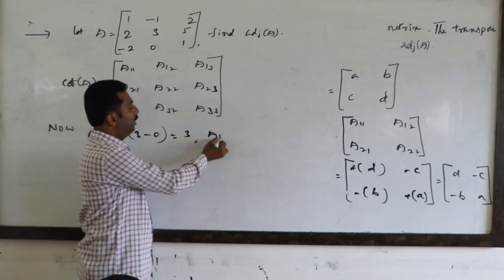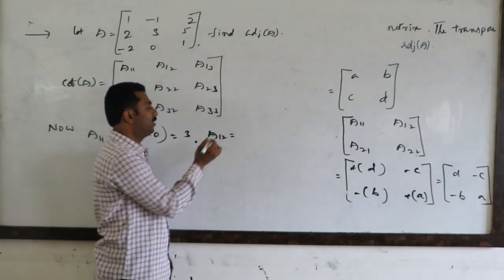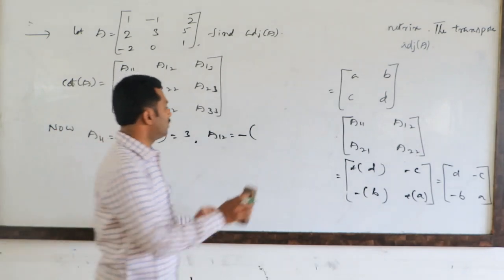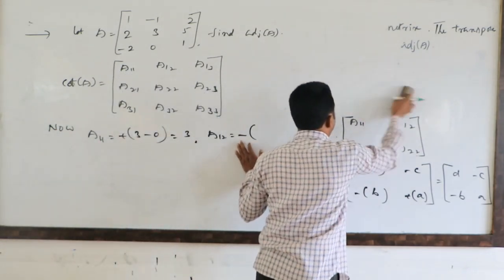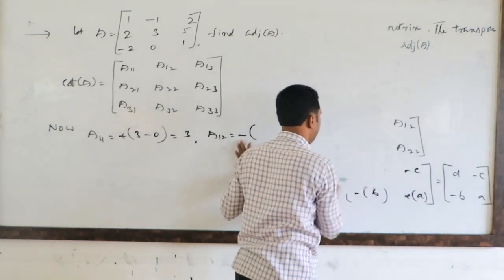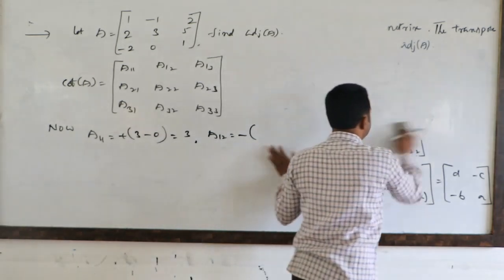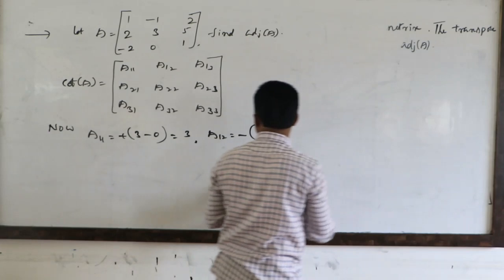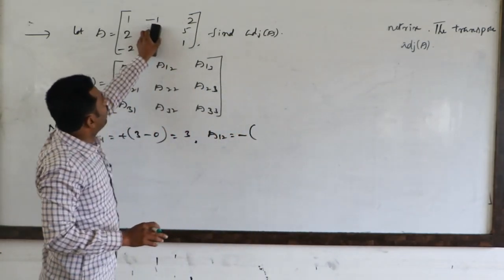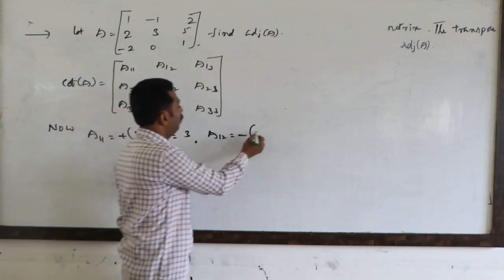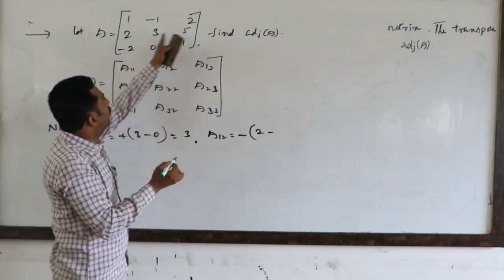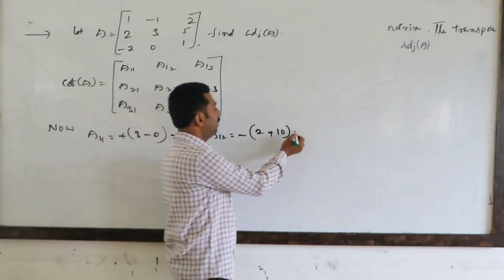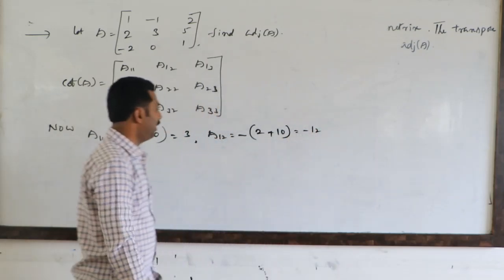Next A12. 1 plus 2, how much? 3 means odd number, minus. So minus means first row, second column you have to close. You see there, if you close first row, second column, what you will get? You observe: 2 into 1 is 2, minus 2 into 5, minus 10. Already minus is there, this is plus 10. Nothing but minus 12. This is the A12.